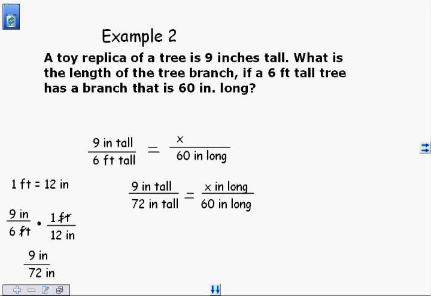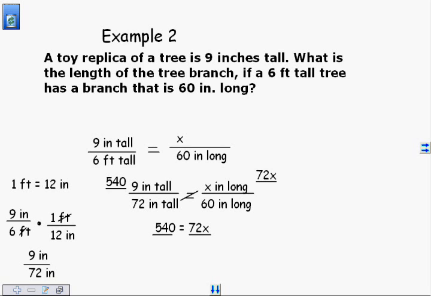9 times 1 is 9. 6 times 12 is 72. So I rewrite my proportion with all the inches. So 9 inches tall, instead of 6 feet, it's 72 inches tall. x inches long, because we don't know how long the branches on the toy are going to be, to 60 inches long, which is the big tree. Cross multiply. 72 times x is 72x. 9 times 60 is 540. Write down that equation: 540 equals 72x.